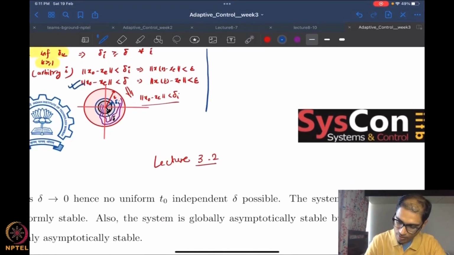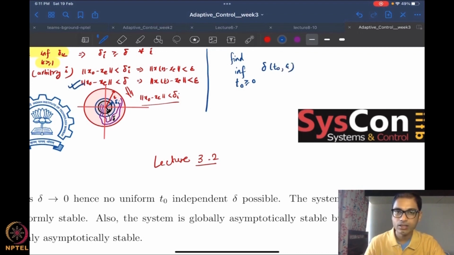So I want to, let me be more formal, find the inf over t0, say greater than or equal to 0, it doesn't matter, inf over t0 greater than or equal to 0 of delta t0 epsilon. Okay, all right. And this is the same as, if you may, okay, I hope you agree.